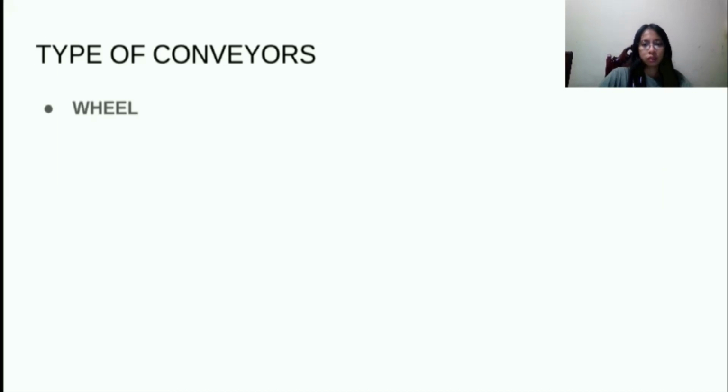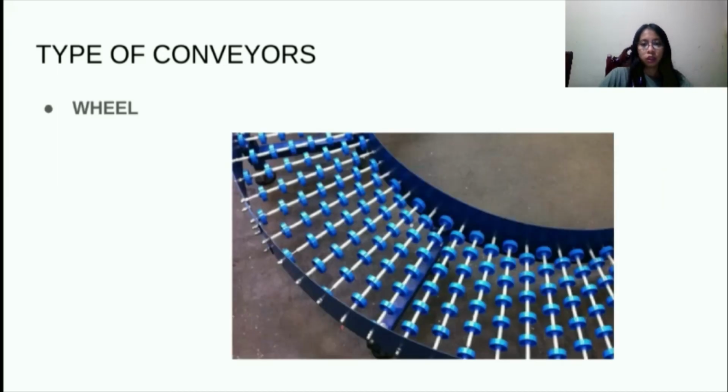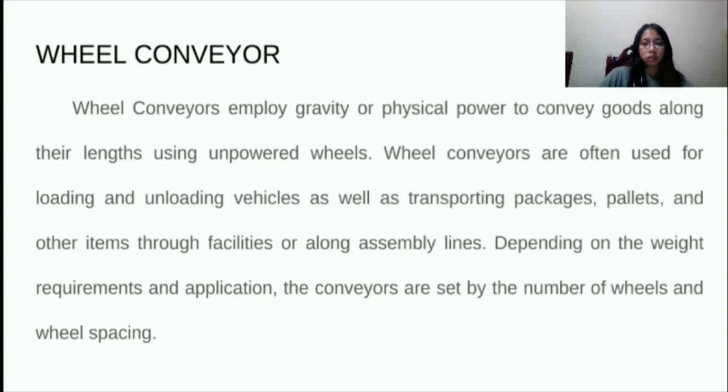Another type of conveyor is the wheel conveyor. Wheel conveyors employ gravity or physical power to convey goods along their lengths using unpowered wheels. Wheel conveyors are often used for loading and unloading vehicles, as well as transporting packages, pallets, and other items through facilities or along assembly lines. Depending on the weight, requirements, and application, the conveyors are set by the number of wheels and wheel spacing.